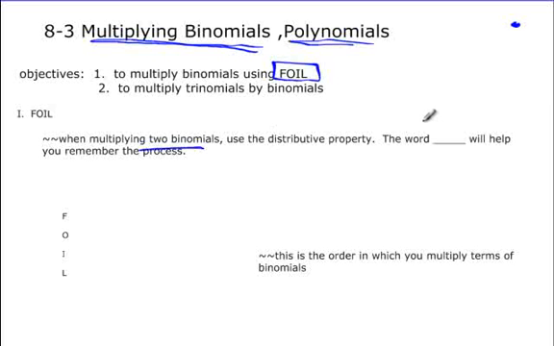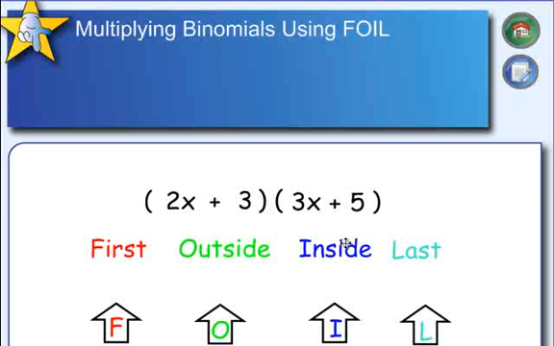Use the distributive property. The word FOIL will help you remember the process. So FOIL in this case is first, outside, inside, and last. Okay, first, outside, inside, last. This is the order in which you multiply terms of the binomials. So let me show you what it looks like. And once you see this, you're going to be like, oh yeah, I can do this. So first thing is we're multiplying binomials.